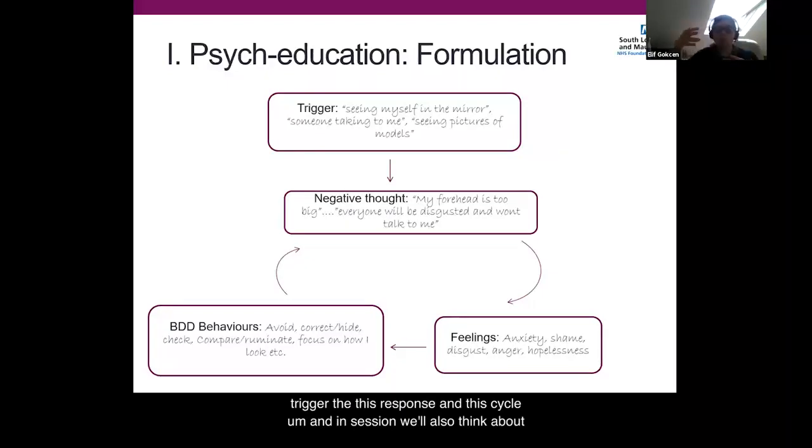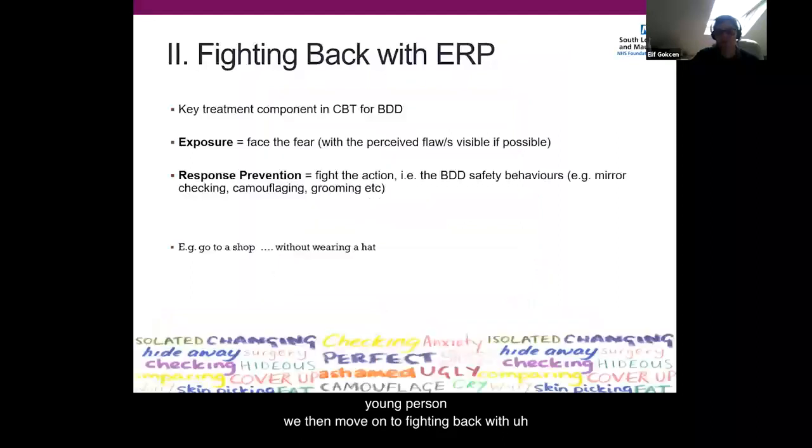And in session, we'll also think about some of the life experiences and how things like being bullied or teased at school have influenced beliefs around appearance as well, to understand why there might be that particular focus on appearance and why certain situations are quite triggering for a young person. We then move on to fighting back with ERP.